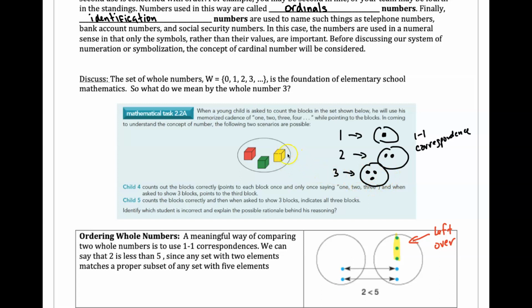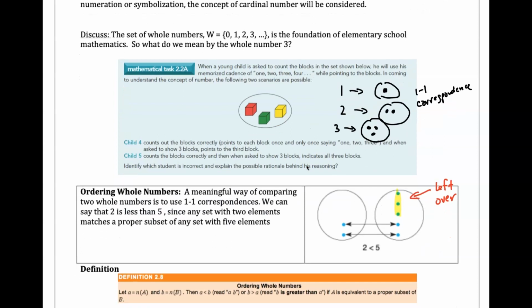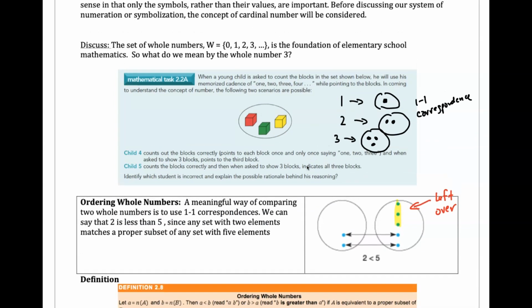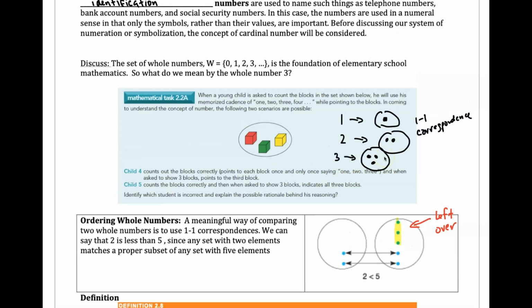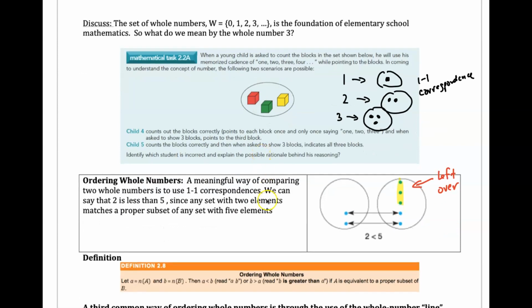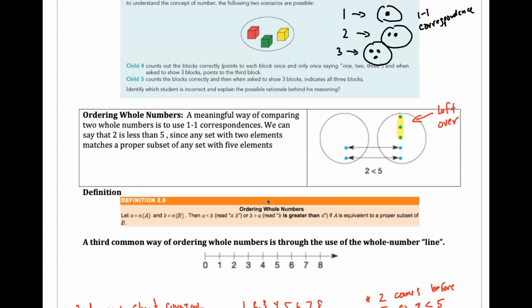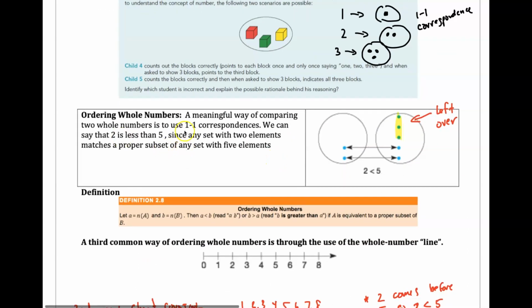That 3 doesn't mean the 3rd object, right? In terms of cardinal numbers, 3 represents the amount. And so that's the idea of what we're talking about in terms of cardinality, or the cardinal number. How many objects are in a set? It represents quantity. Now that should lead us to this idea of how do we know one number is bigger than another number? And so ordering whole numbers is a concept students have to get a grasp of.